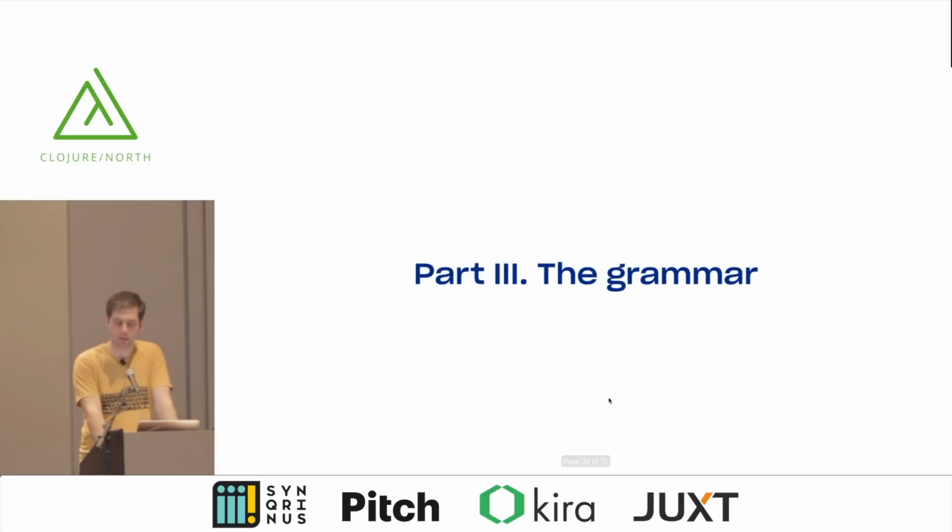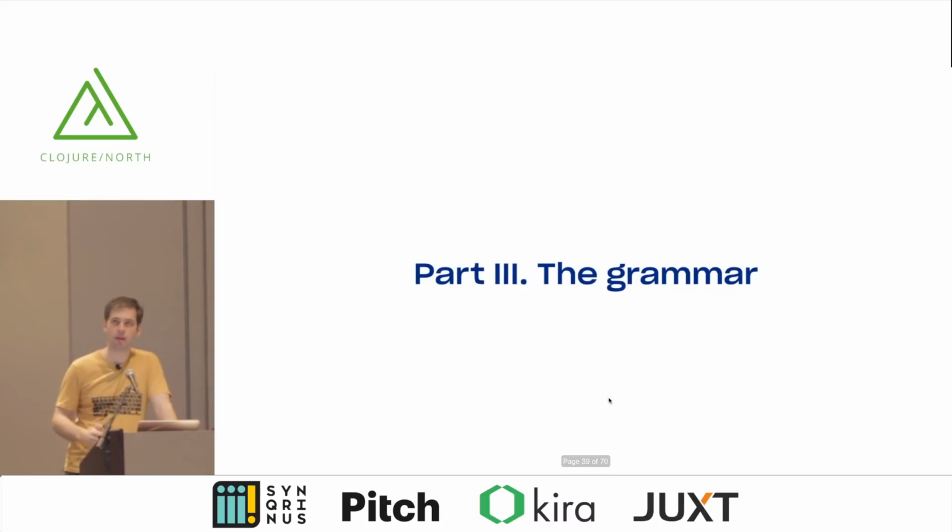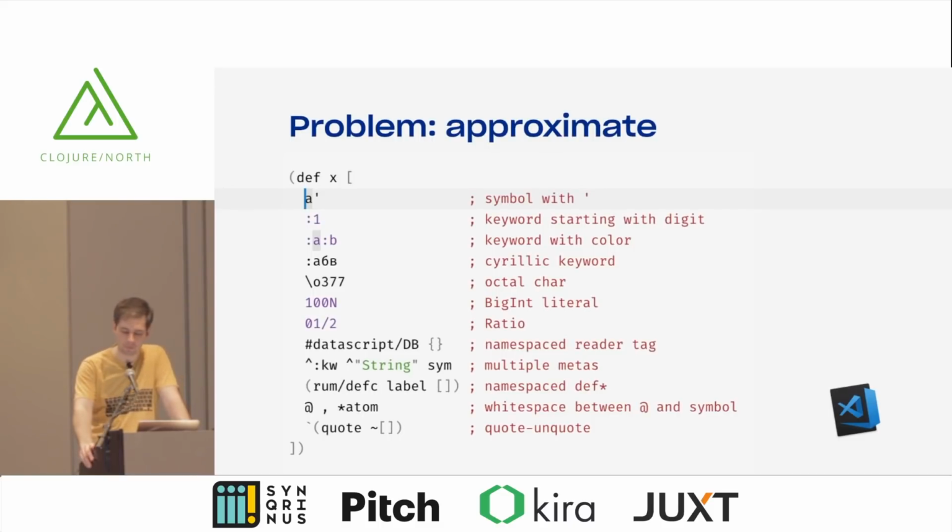Okay, the third part, the grammar. The grammar is a set of rules that parses the code that you have in your editor, and basically uses it to highlight it or to extract symbols and definitions and build indexes, tables or something like that. But the main purpose is probably just to do highlighting.